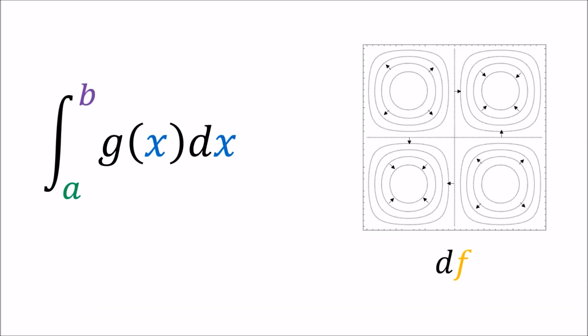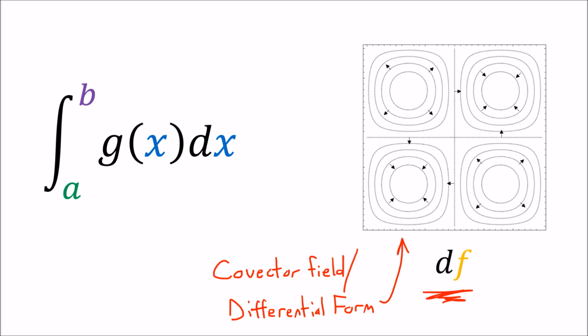So hopefully you understand now how df is actually a covector field, also sometimes called a differential form. But you probably don't understand how this relates back to the differentials that you see in integrals. So we're going to continue expanding on the connection between covector fields and differentials in the next two videos, and that will involve a new interpretation of what integrals mean.